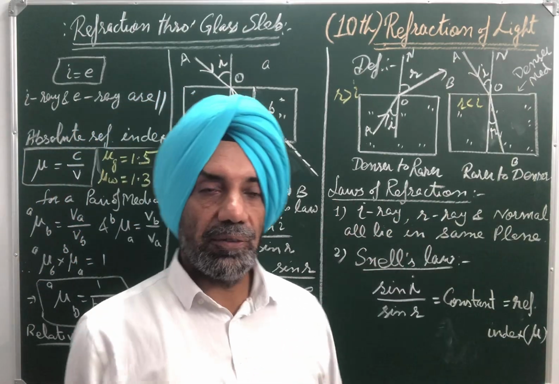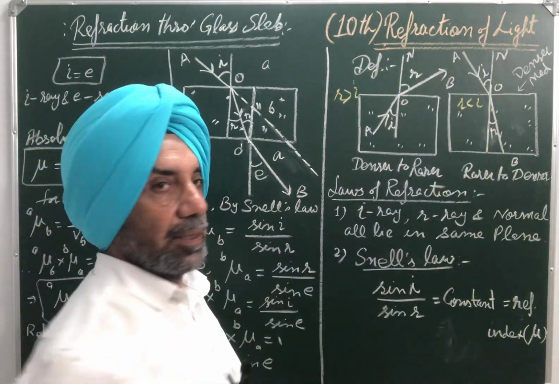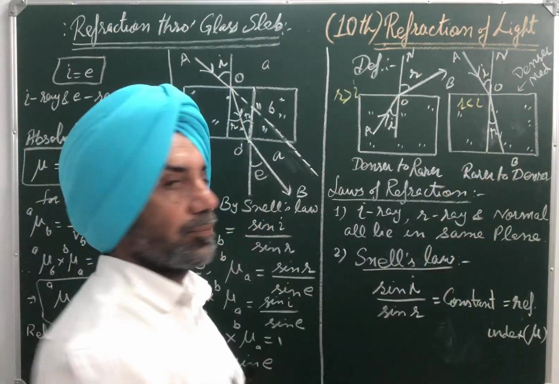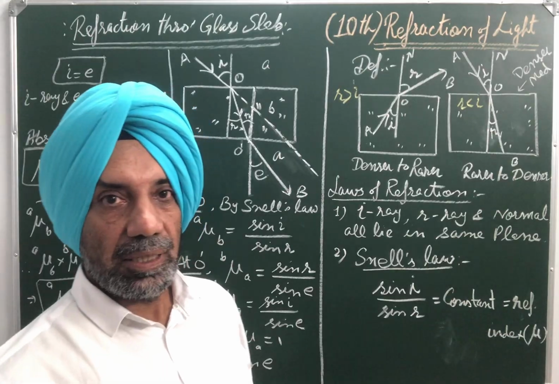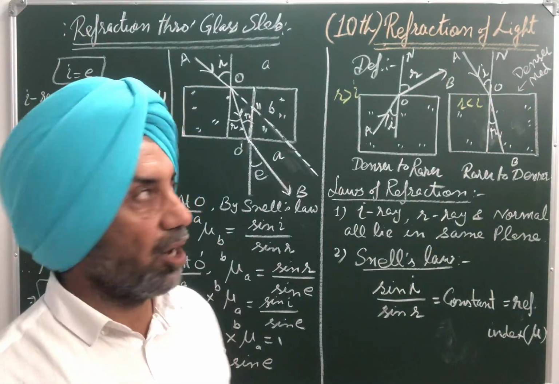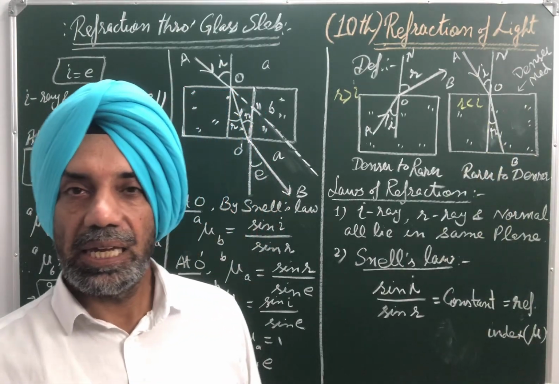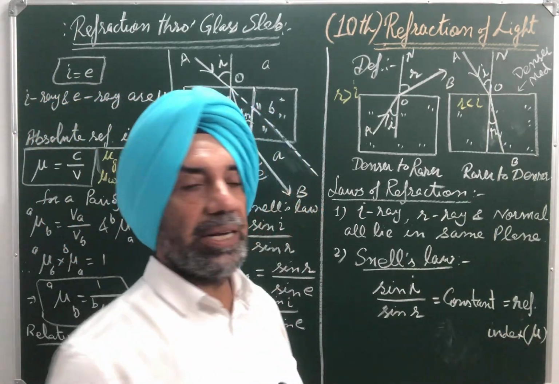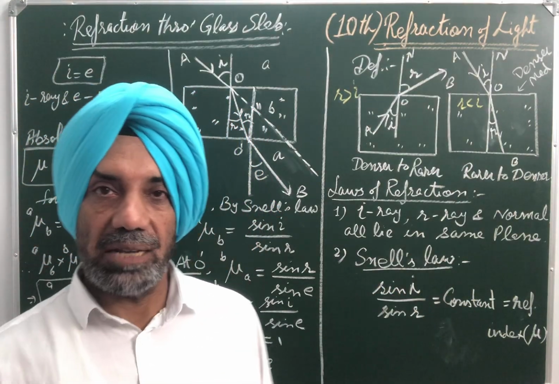Now, there are two laws of refraction of light. Number one, the incident ray, the refracted ray, and the normal all lie in the same plane. This is the first law. Second law, the ratio of the sine of the angle of incidence to the sine of the angle of refraction is always constant, and this constant is known as the refractive index of the medium. So this law is known as Snell's law.